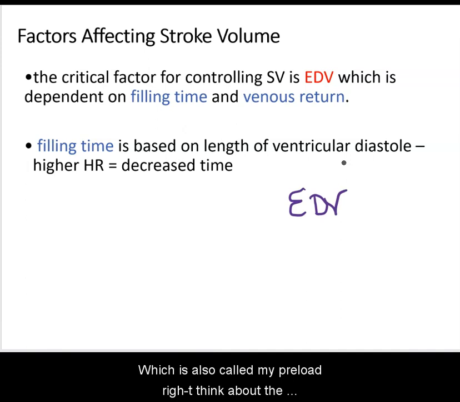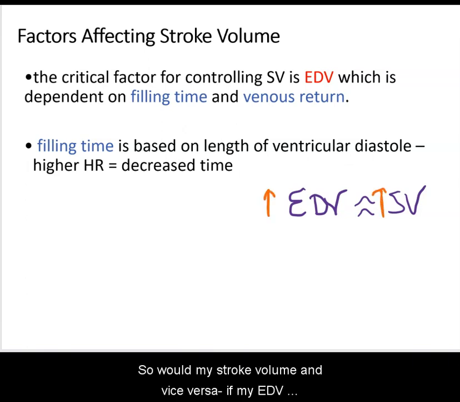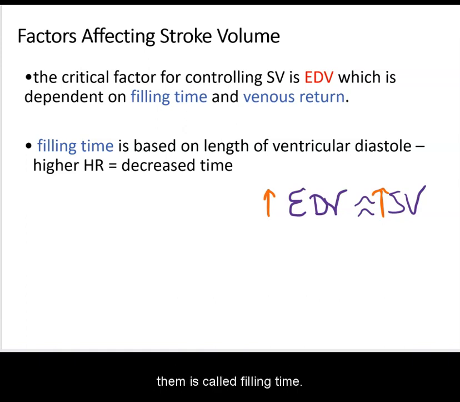Think about the water balloon. Like I said, the water is the fluid, the stretch, so is the blood. So we would say that my EDV is directly proportional to my stroke volume. So remember what that means is if my EDV were to go up, so would my stroke volume. And vice versa. If my EDV were to fall, my stroke volume would fall. And so when we look at this, there's two factors that affect EDV. And so one of them is called filling time.